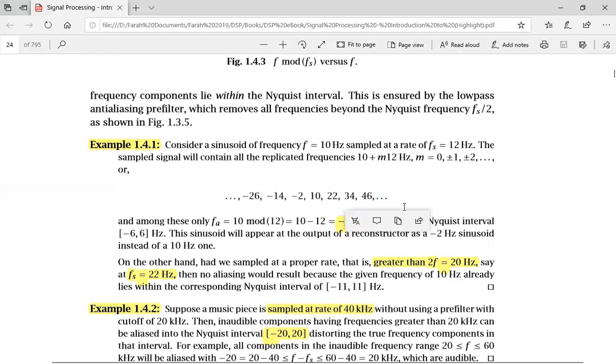And how is this set of frequencies generated? This 10 has been generated when your m is 0. F is 10 hertz plus 0 multiplied by 12 hertz will give you 10 hertz back. Then this 22 is obtained through f plus m fs, but here you are taking the value of m as 1. Then for this 34, you are taking the value of m as 2. And on my right hand side, you are getting m as minus 1, then minus 2 and minus 3 and so on.